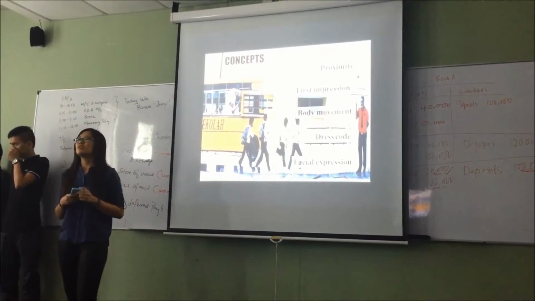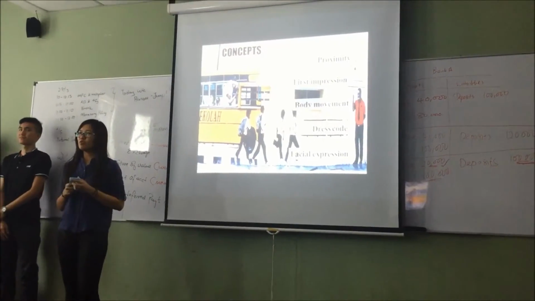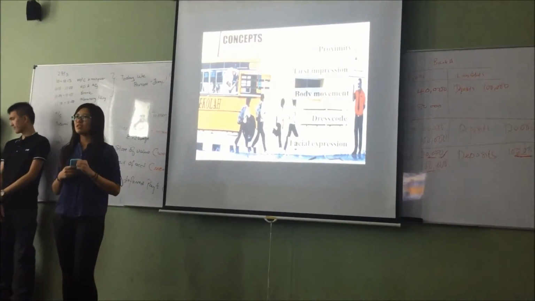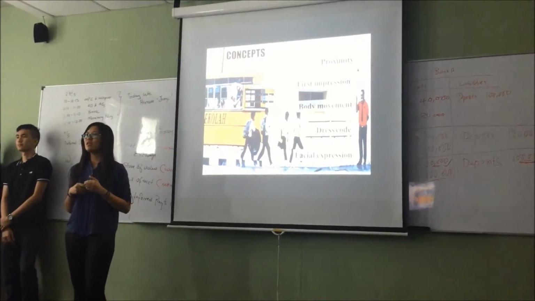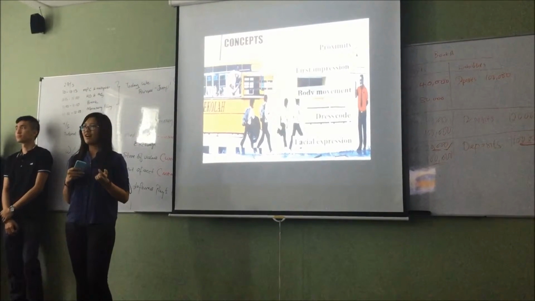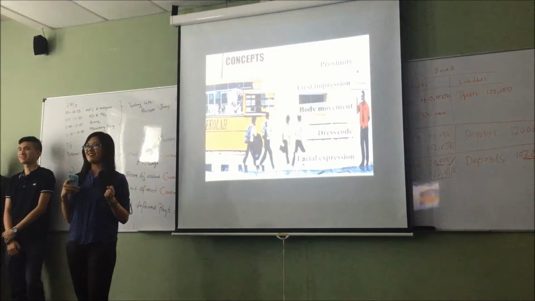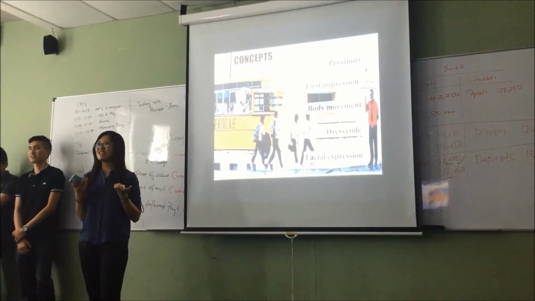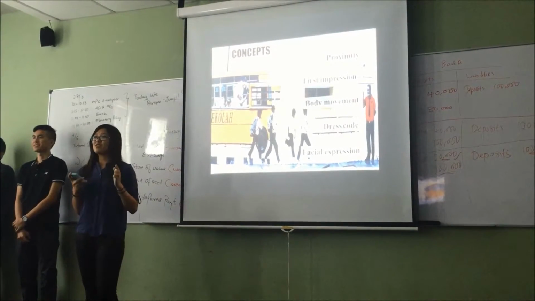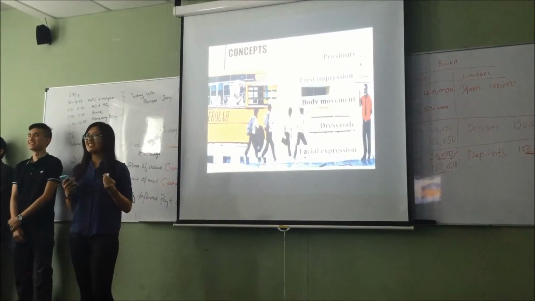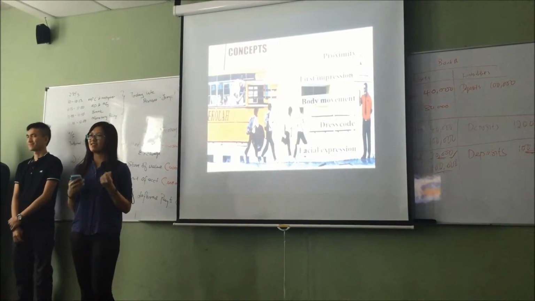And the fourth one, dress code. As we can see, the students are in their formal school uniform, and the discipline teacher is in his formal attire. And the last one is facial expression. The students look happy and excited when they are running to school and also in the bus. And also there are students who look quiet in the bus, staring at something that attracts their attention.